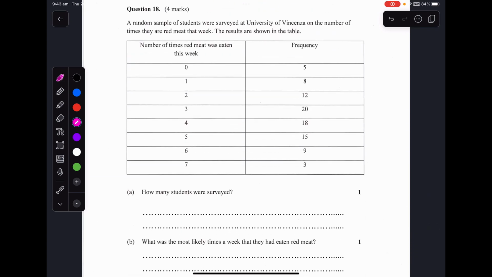A random sample of students were surveyed at University of Vincennes on the number of times they ate red meat that week. The results are shown in the table. Okay, so this is our frequency. This is how many times it happened, and this is how many times they ate red meat. How many students were surveyed? Well, that would be our total of our frequency. So add all of those up and we end up with 90 students.